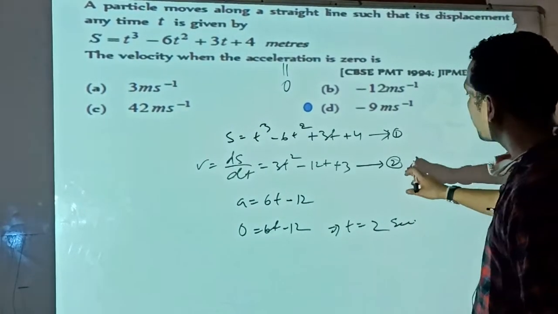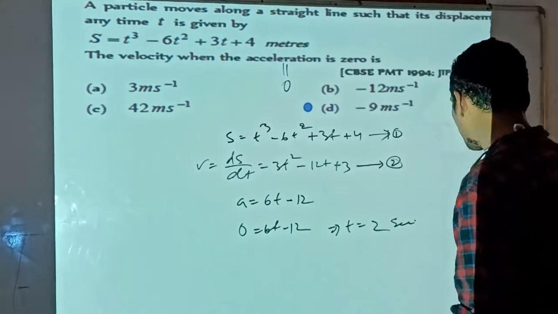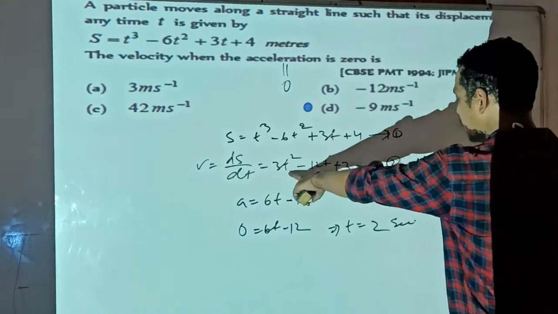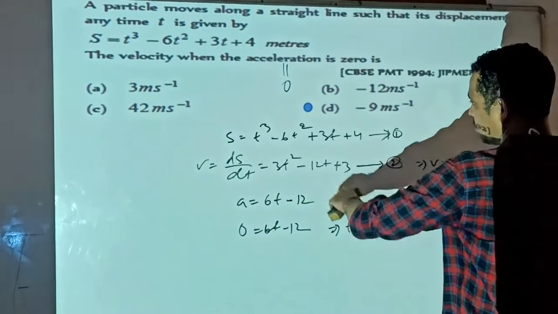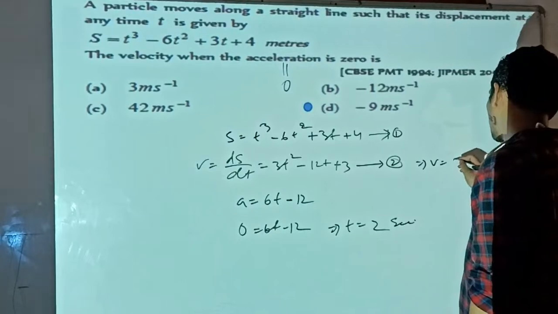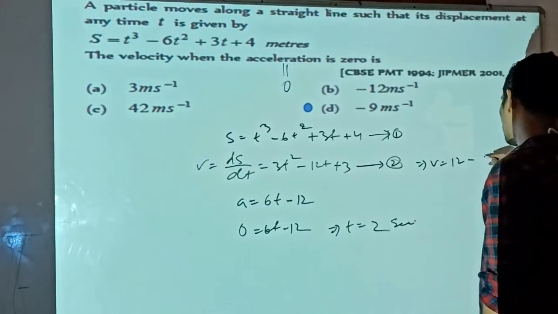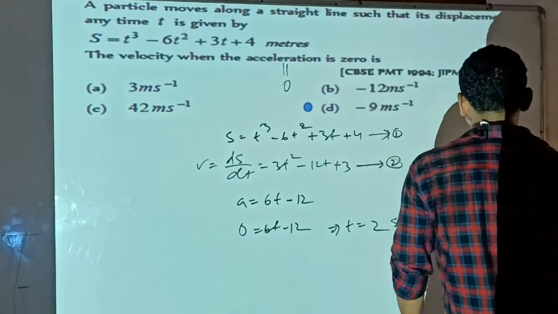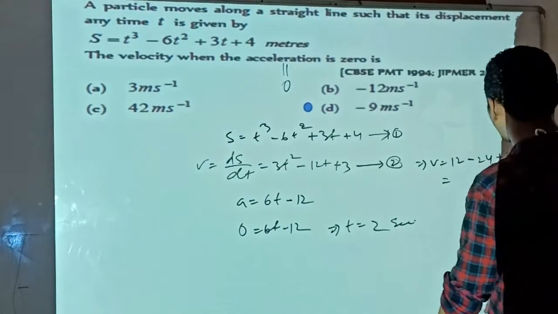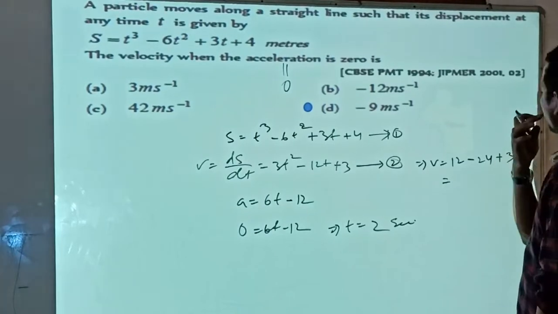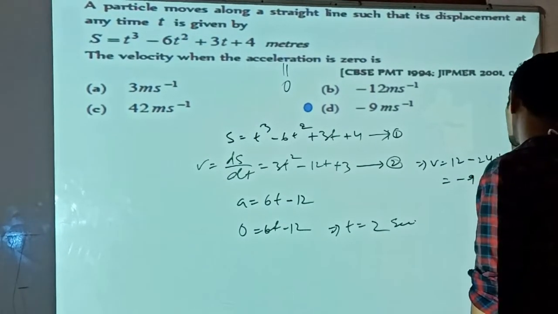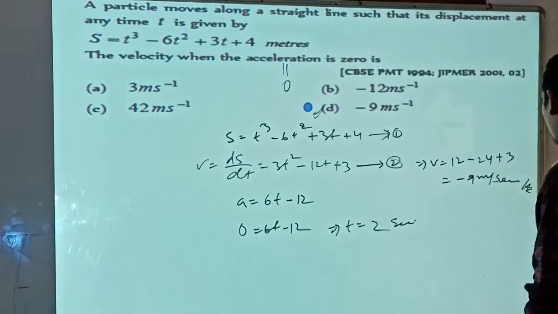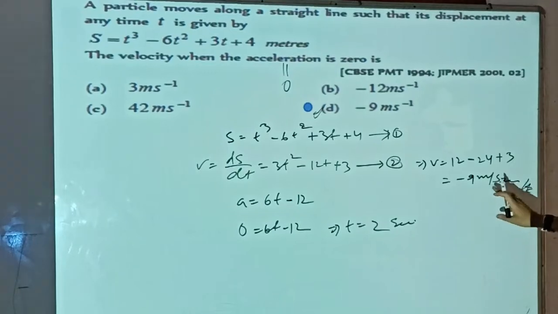You are asked to find out the velocity. So which one represents the velocity? Equation 2 represents the velocity. Therefore, putting the value of t in equation 2, v will be 2 into 2, that is 4, 4 into 3 is 12, minus 12 into 2, that is minus 24, plus 3. That gives minus 9. So your answer is 9 meter per second. Option D is your correct answer. You can write meter per second in this form or as meter second inverse.